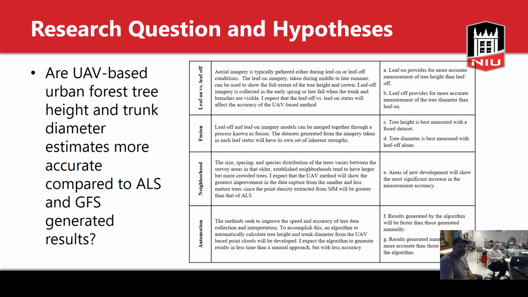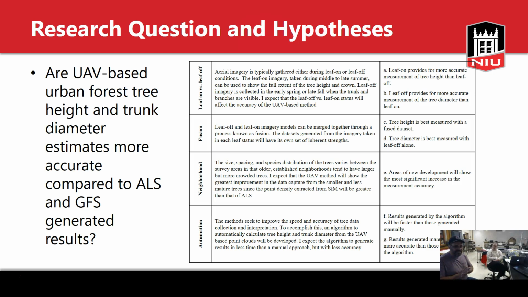My basic research question to top this all off is, are UAV-based urban forest tree height and trunk diameter estimates more accurate compared to the ALS, the airborne laser scanning, and the GFS, the ground-based field surveys? To do this, there's four topics we're going to look at.